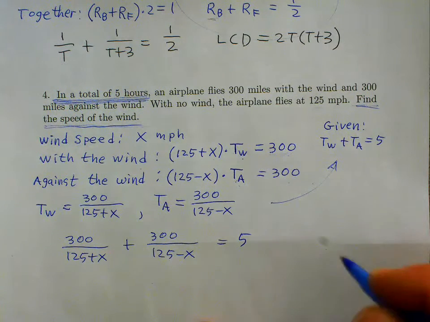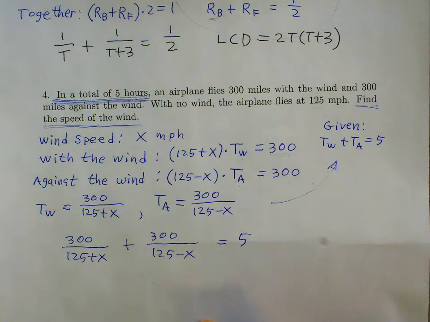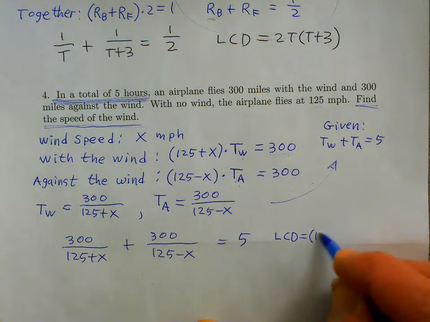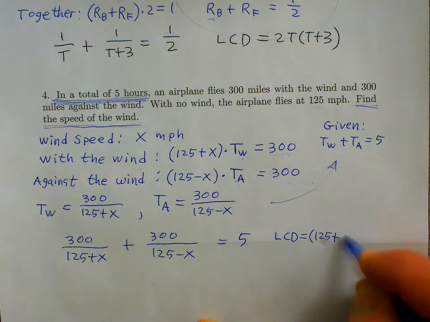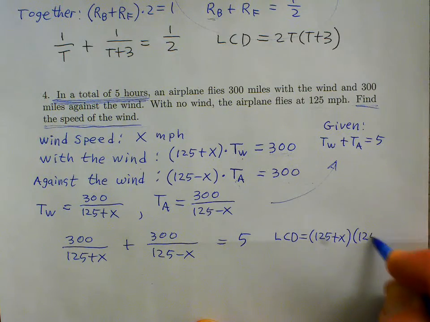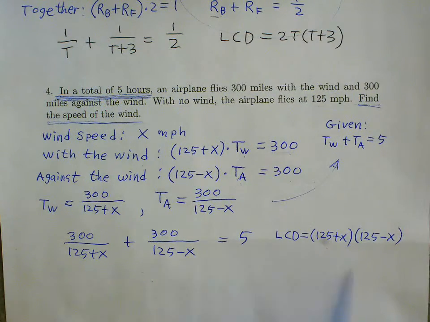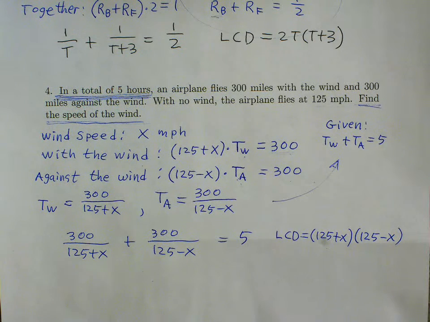We're running out of time, but you know how to solve this. The least common denominator is just 125 plus x times 125 minus x. The numbers are sort of large, but they're not that hard to work with. This will turn out really nicely. Multiply every term on both sides by the least common denominator, and then solve the resulting equation for x.